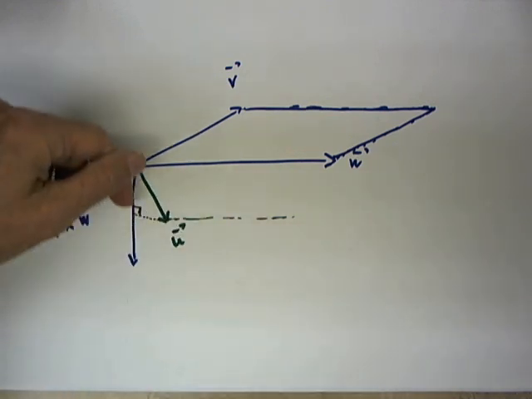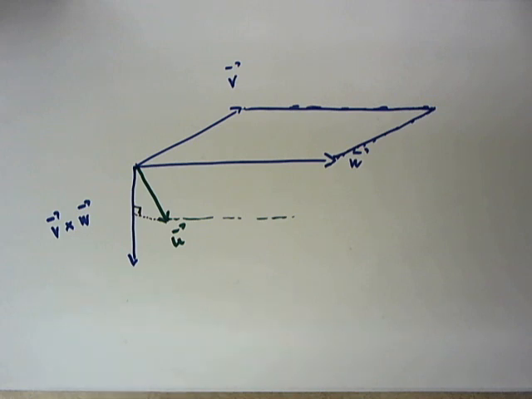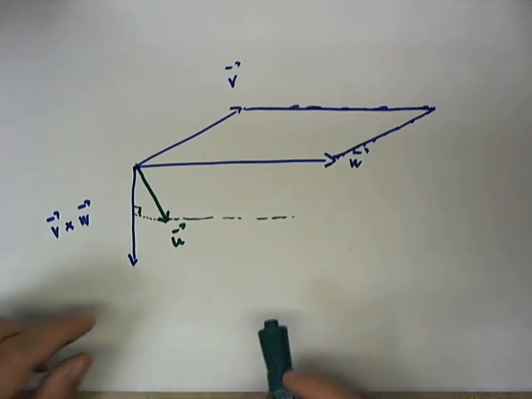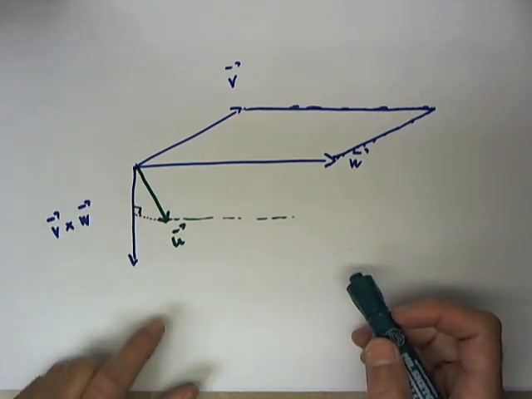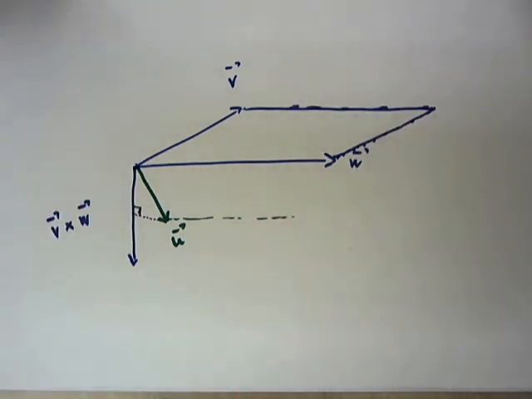Now this looks like it's vertically downward. That's not going to be something that we generally assume. It's just the way we happen to draw this one. This plane could be tilted at any angle.